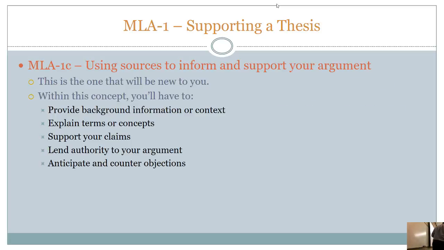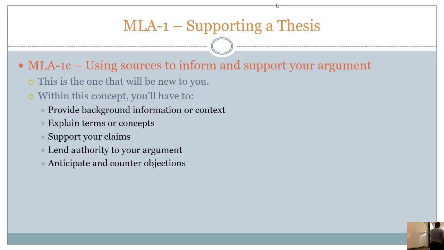Now, once you've got that stuff in place, you need to use sources to inform and support your argument. So again, we don't have to do this for essay 2, but if you end up trying to use a statistic or something like that, or doing any kind of research, you will have to cite it using these formats. So this is stuff you've already done without sources before: providing background information or context, explaining terms or concepts, supporting claims.